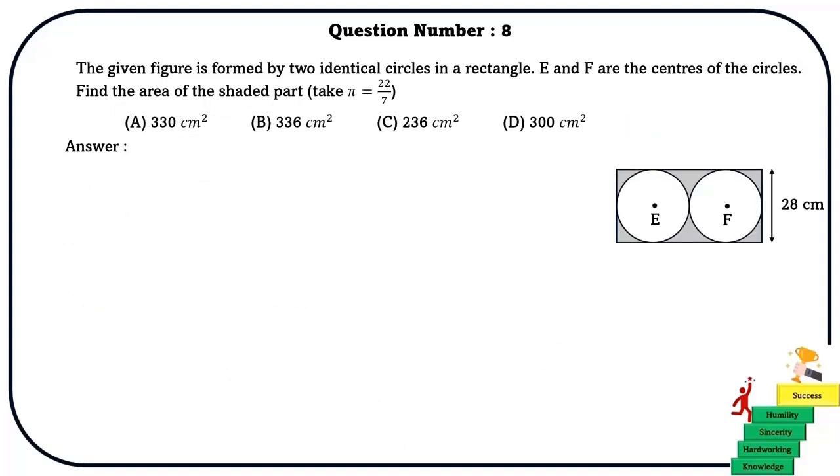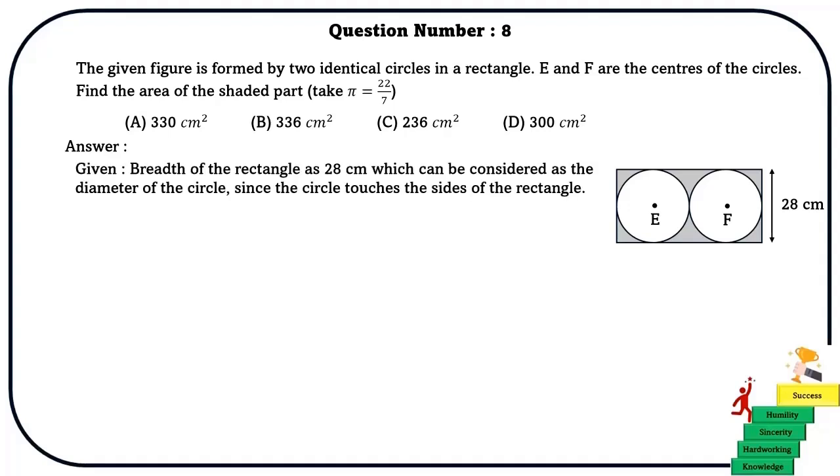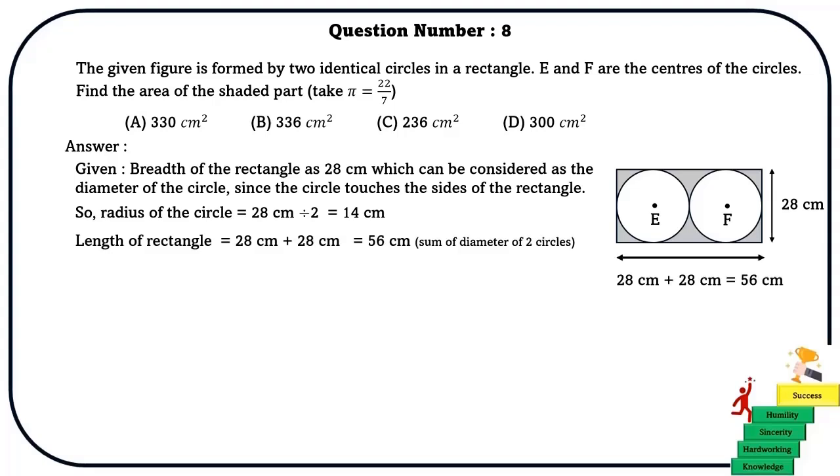Question number 8. The given figure is formed by two identical circles in a rectangle. E and F are the centers of the circles. Find the area of the shaded part. Given breadth of the rectangle as 28 cm, which can be considered as the diameter of the circle, since the circle touches the sides of the rectangle. So the radius of the circle is equal to 14 cm. Length of the rectangle is equal to 28 cm plus 28 cm, which is equal to 56 cm, sum of the diameters of the two circles.